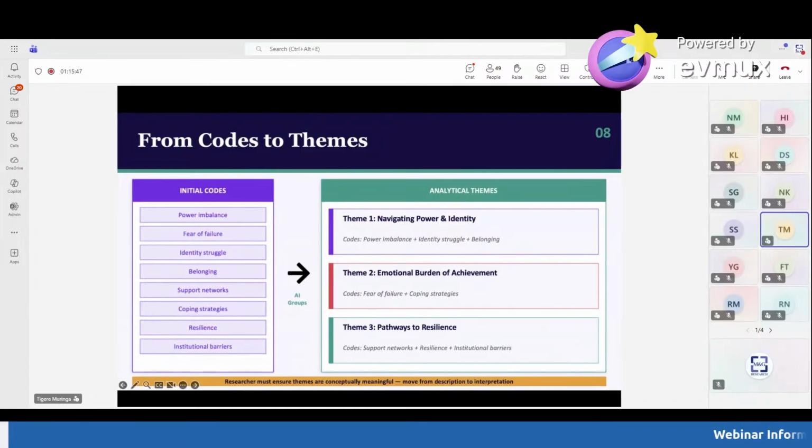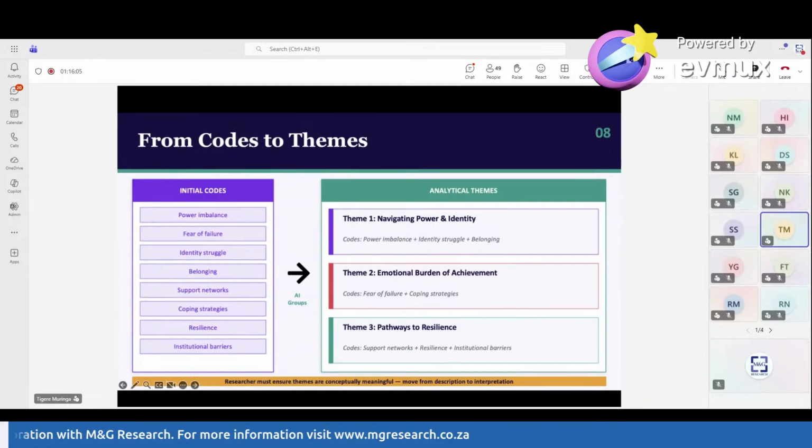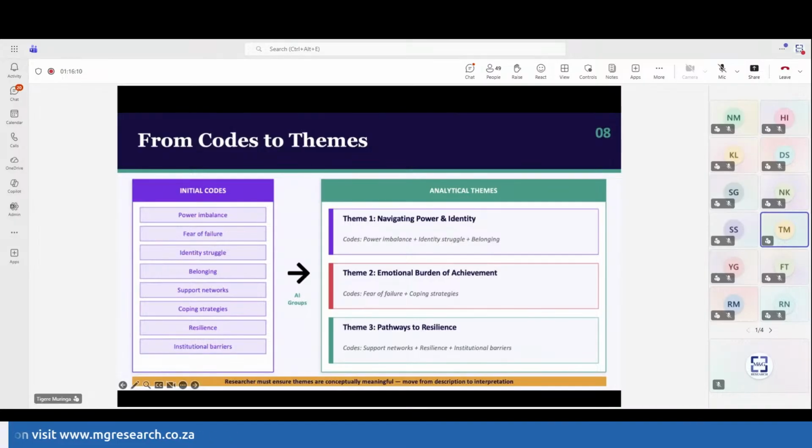You wouldn't produce the best outcome of a thematic analysis chapter if you are not familiar with the different stages of conducting a traditional thematic analysis approach. What you want to avoid is doing the manual aspect of it, right? But the knowledge and know-how, you still need to know those. So researchers must ensure that the themes are conceptually meaningful and move from descriptive to interpretive, right?